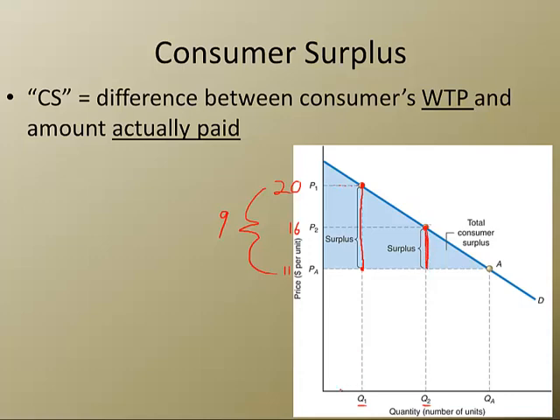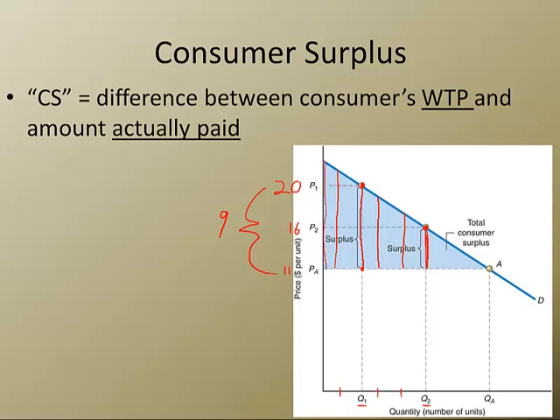Now, there are plenty of other units. Here's a unit, here's a unit, here's a unit, and each of them have their own consumer surplus, which is the height difference between the price that they actually have to pay and however much they were willing to pay, which we can read off of the demand curve. And so basically, if we add up all of these consumer surpluses for every consumer, what we end up getting is the area of this blue triangle.